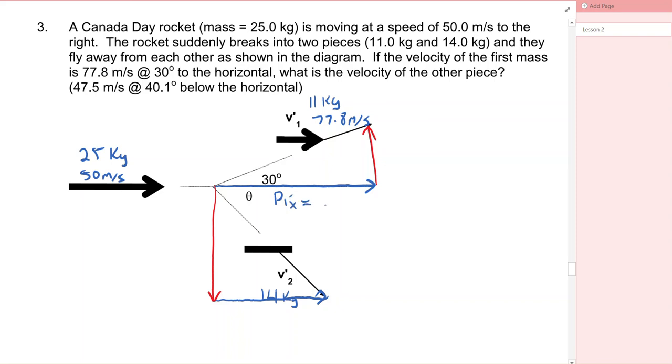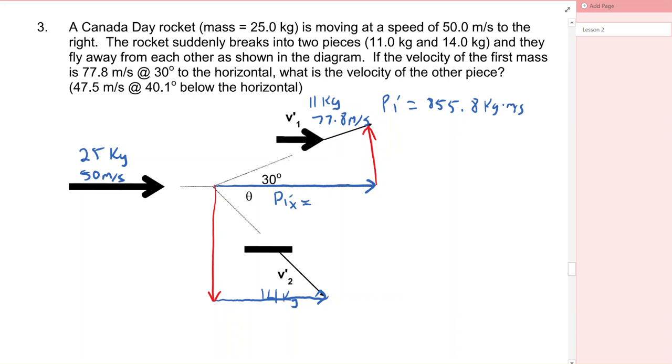Is going to be equal to, well, I guess we have to figure out what the momentum is. So let's figure out the momentum of 1 after, and that's just going to be 11 times 77.8, which is 855.8 kilograms times meters per second. Okay, so that should have been black, by the way. Okay, so I know that one.